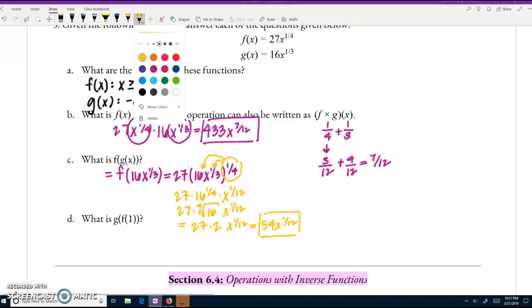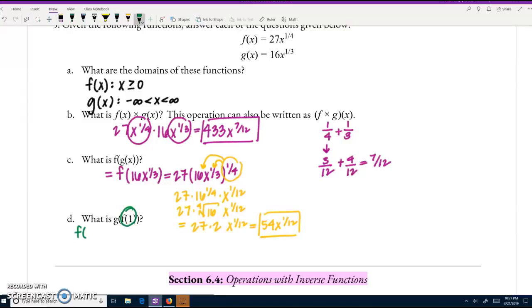Very last one, g of f of 1. This is one of those examples where I don't have to find g of f of x first, so sometimes the numerical operation will go by faster. So if I solve for f of 1 to begin, f of 1 gives me 27 times 1 to the 1/4.